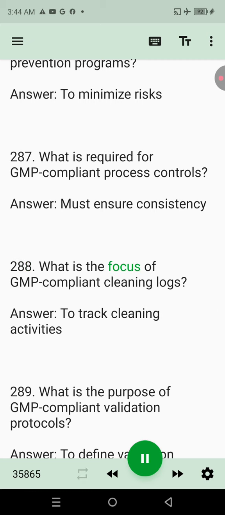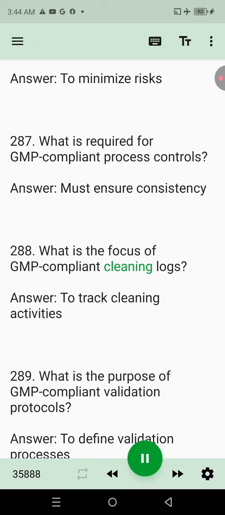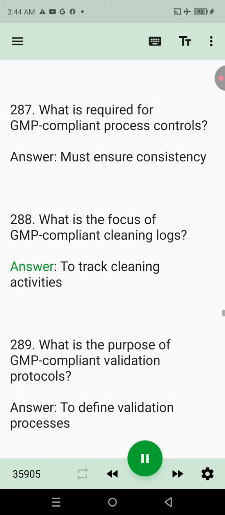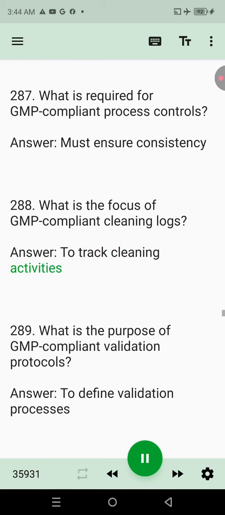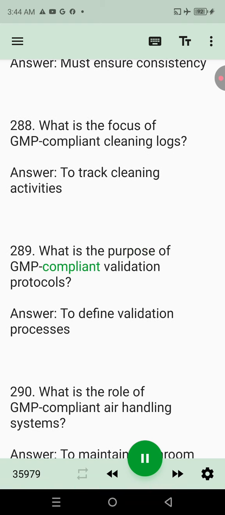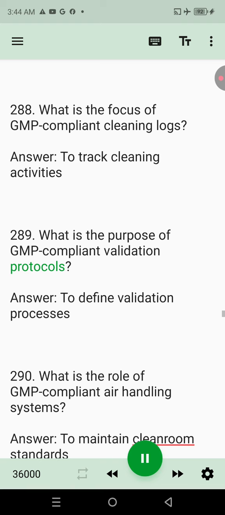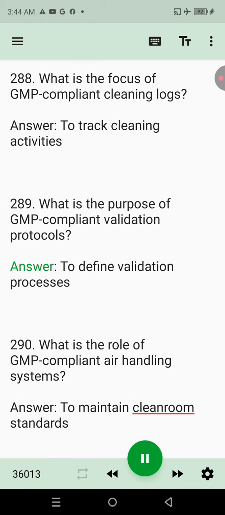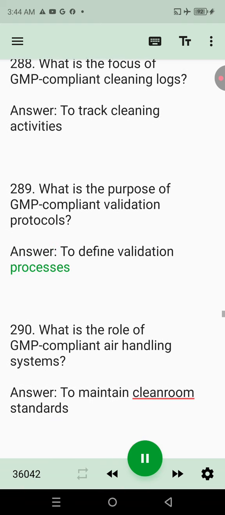288. What is the focus of GMP-compliant cleaning logs? Answer: to track cleaning activities. 289. What is the purpose of GMP-compliant validation protocols? Answer: to define validation processes.